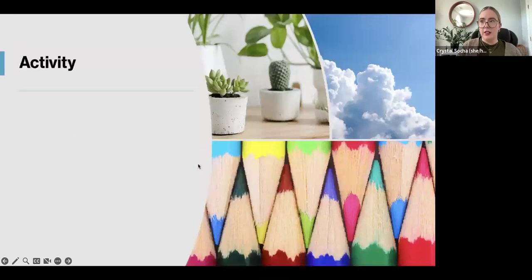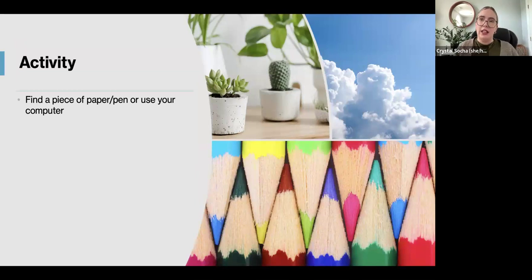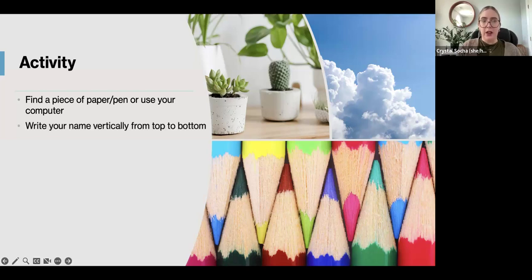All right, so we'll start off with an activity for today. What I would like you to do is either find a piece of paper and a writing utensil, use your computer, or maybe write it in an email. Would love to see it in the chat thereafter if you feel comfortable. If you want to type it in the chat all at once, you may have to press the shift button and return. But what I want you to do is write your name, however you choose, from top to bottom on a piece of paper.